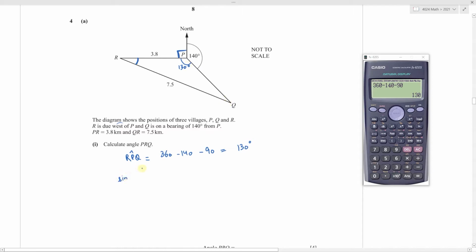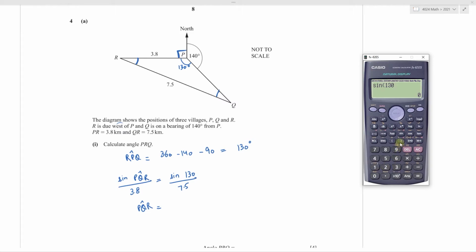Sine of PQR divided by, so PQR is this. What is the length opposite? 3.8. This should equal sine of this angle divided by the side opposite that angle. Sine of 130 divided by the side opposite, which is 7.5. So let's find PQR from this.